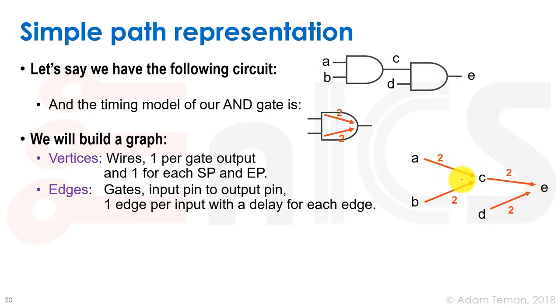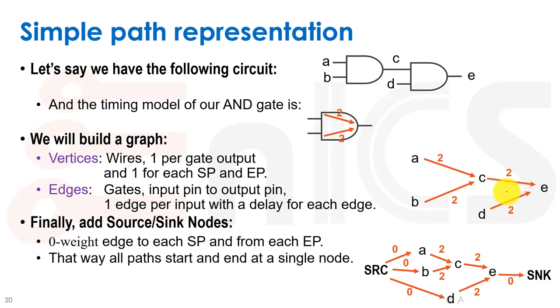Then we're going to have the edges, and the edges are any of these arcs from input to output pin. So we have one from A to C, one from B to C, one from C to E, and one from D to E, as you can see here. We're also going to write what the delay of each of those edges was.